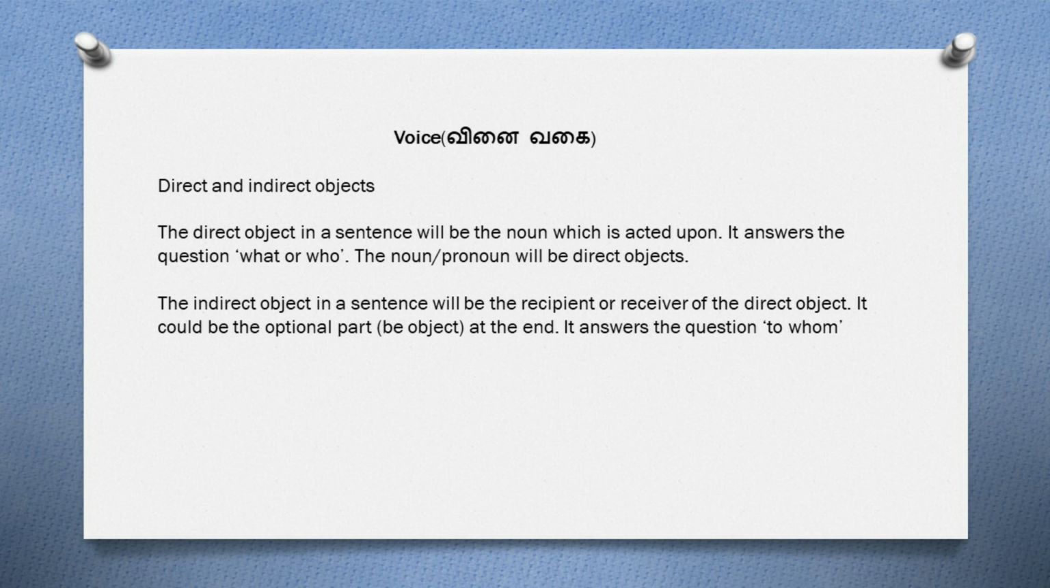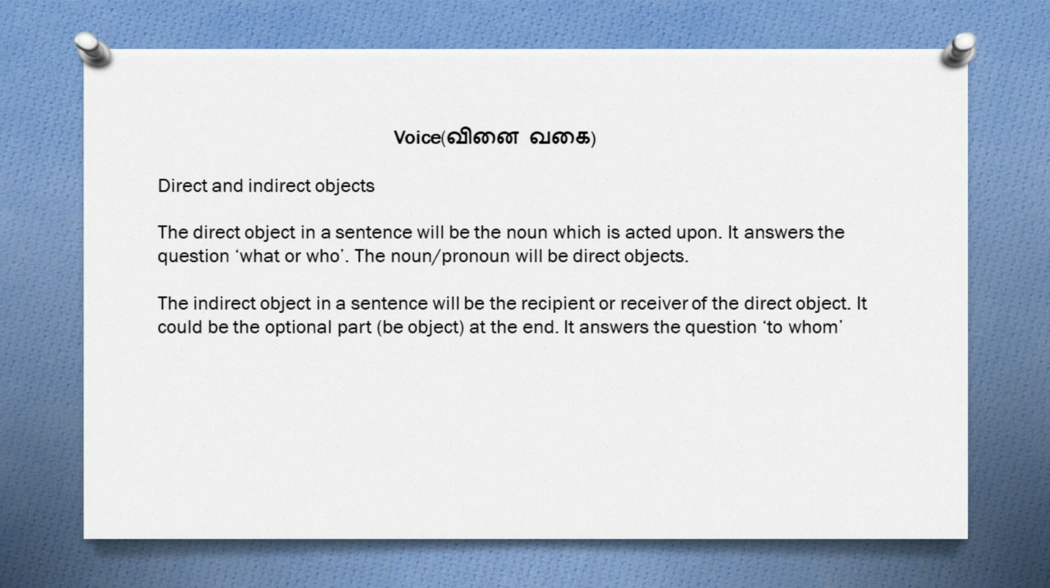So now we will be dealing with transformation of sentences from its active to passive voice with two objects. இந்த டாபிக் படிக்கிறதுக்கு you should be aware of direct and indirect objects which we learned previously, but we'll have a quick recap on what this is. The direct object in a sentence will be the noun which is acted upon. It answers the question what or who.